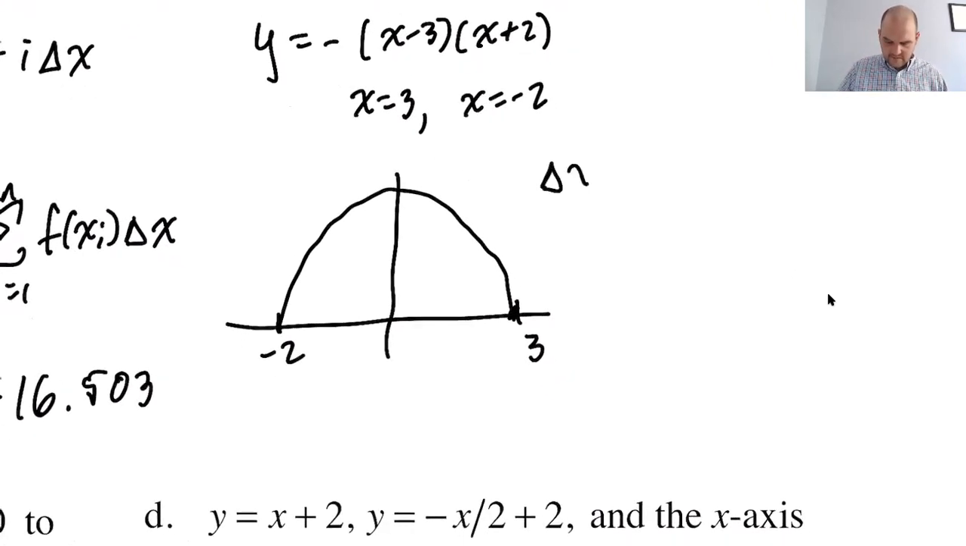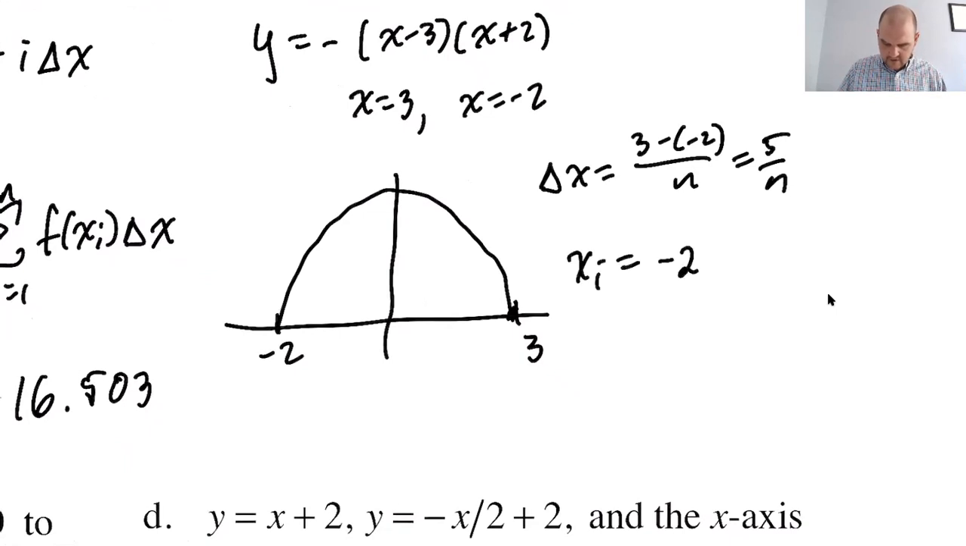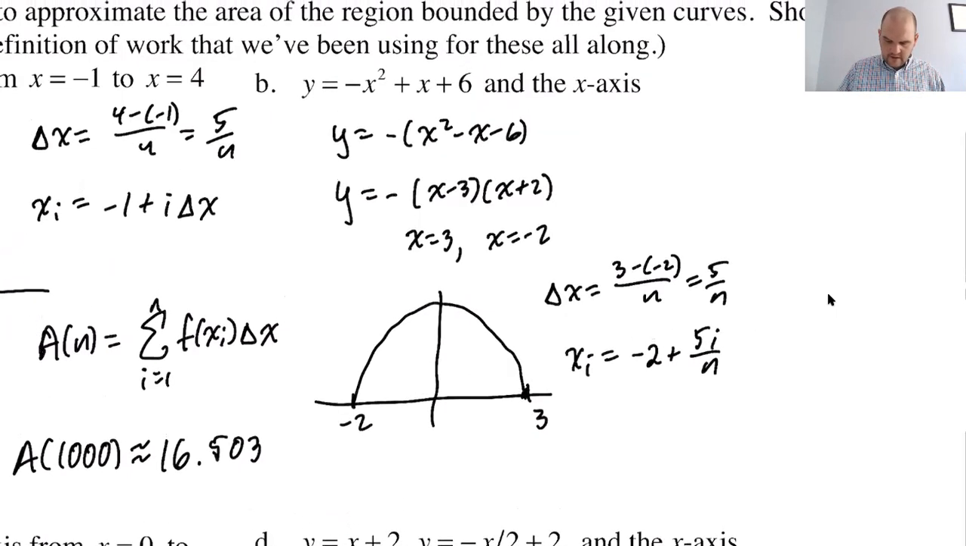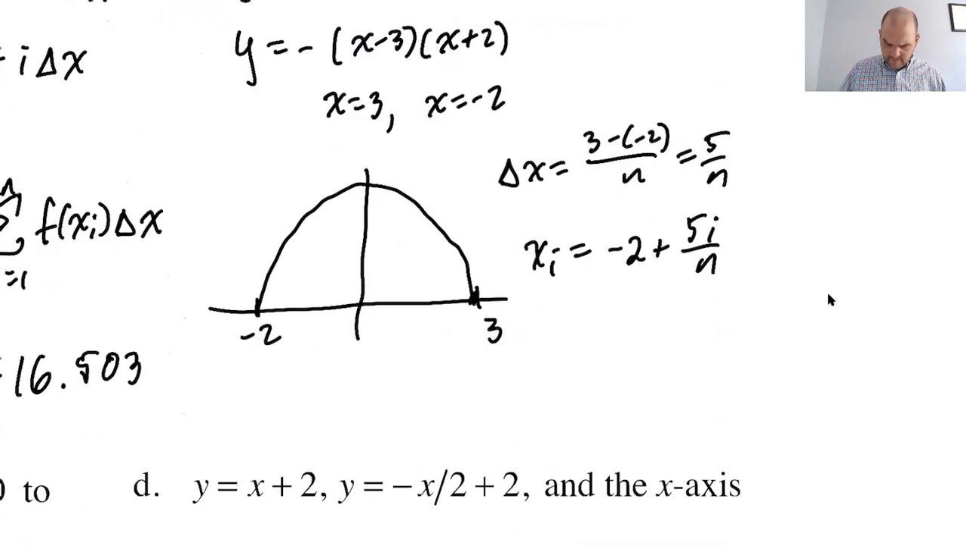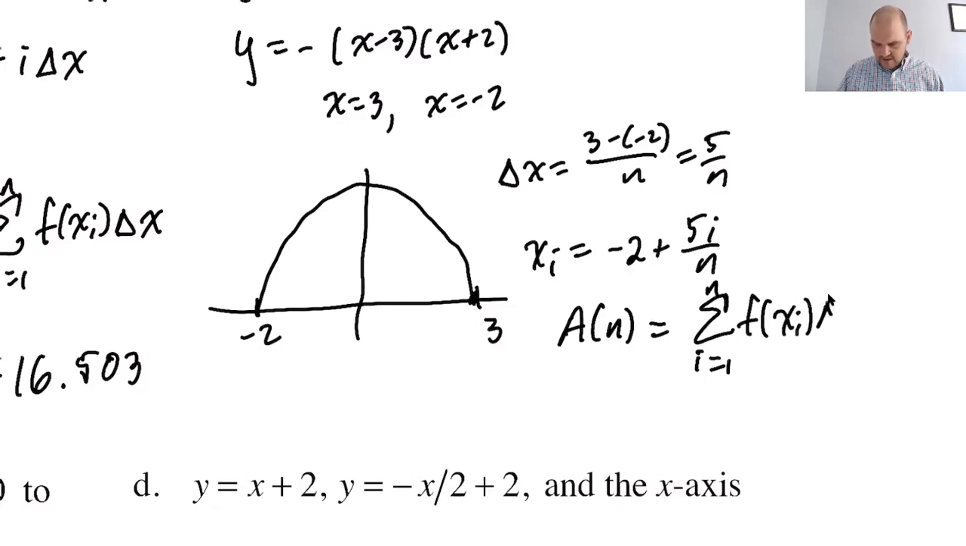Find our delta x. It's going to be 3 minus negative 2 over n, so 5 over n, which I think is the same. That's weird when I make up random problems and that happens. x sub i is going to be negative 2 plus i delta x, so 5i over n. All right, so then we're going to write an area function, a function of n. The area is a function of n, so the sum from 1 to n of the height, which is f of x sub i, times the base, which is delta x. All right, so we got that.